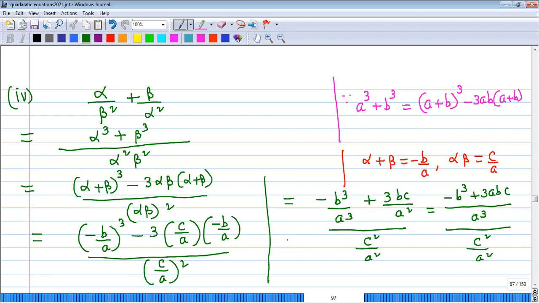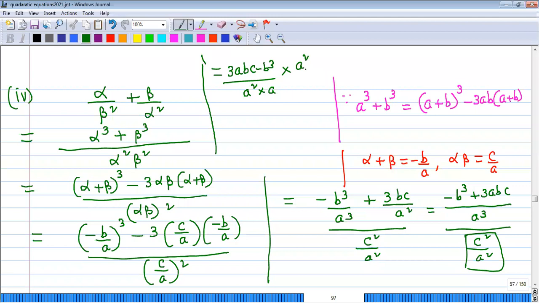So now we need to simplify this one. So how could you simplify? See, this can be written as 3abc minus b cube upon a cube. A cube, for our convenience, we can write as a square into a, multiplied by the reciprocal of this one, a square upon c square. A square will cancel. We have 3abc minus b cube upon ac square. So check my solution. Is it correct or not?